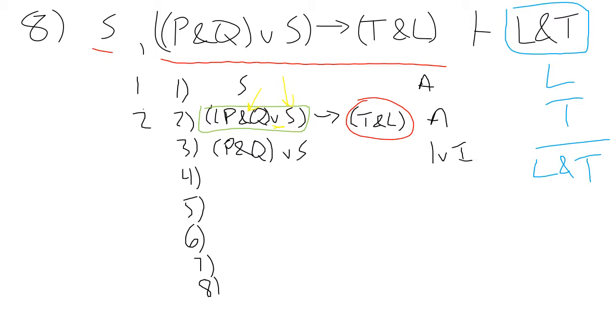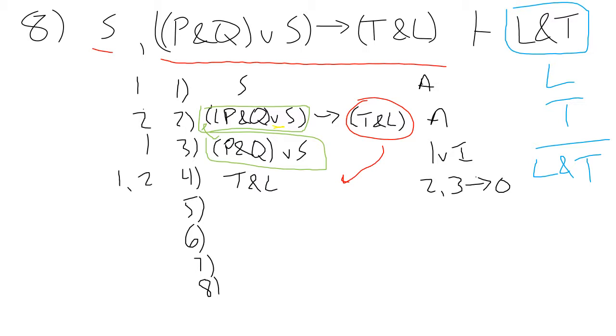So from 1, wedge in. And now I have the antecedent to my conditional statement here in 2, which means I can write the consequent in line 4. So line 2 is my conditional statement, line 3 is my antecedent. I'm removing the arrow from it. So that's going to be 2 and 3.